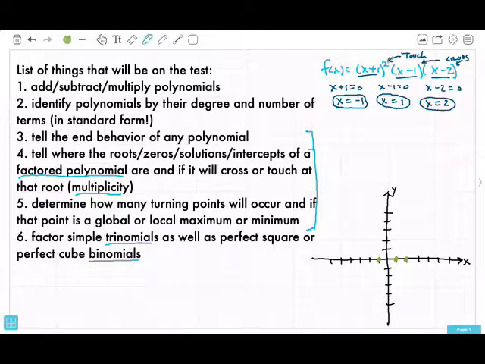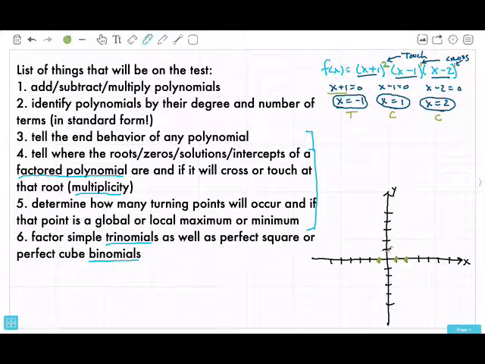Now, like we said before, we're going to cross or touch at particular places based on the original multiplicity of those factors. So at negative 1, x plus 1 was the factor. Okay, its multiplicity was 2, which means it's even, so it's touching there. So we're going to put a T under that for touching. We're going to put a C and a C under these for crossing. Their multiplicity is 1 and 1. Odd, so they're going to cross there.